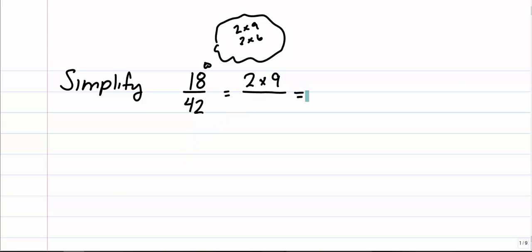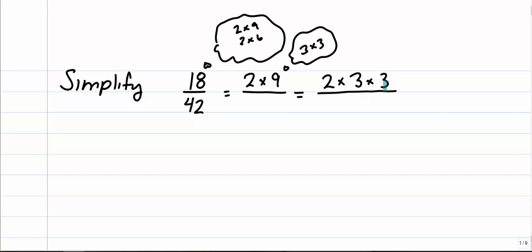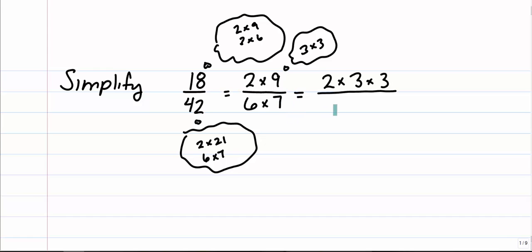Now, out of these numbers, is there any I can break down? Yeah, I can break down 9 into 3 times 3. So that numerator actually breaks down into 2 times 3 times 3. Okay, so now let's look at the denominator, 42. The two that people have said right off the bat are 2 times 21 or 6 times 7. So let's say you did 6 times 7. Well, 7, I can't do anything with that, but can I break down 6 into 2 times 3? And now notice that all the numbers I have cannot be broken down any further.